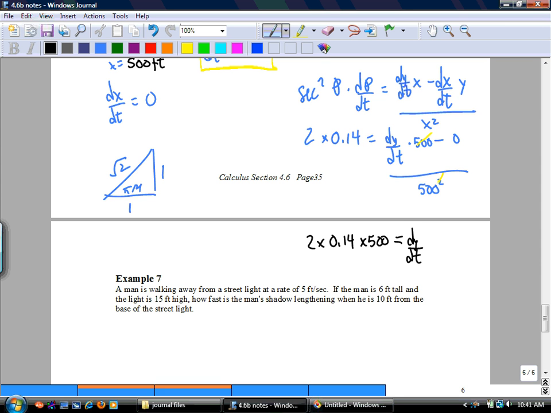A man is walking away from a street light at a rate of 5 feet per second. The man is 6 feet tall and the light is 15 feet high. How fast is the man's shadow lengthening?